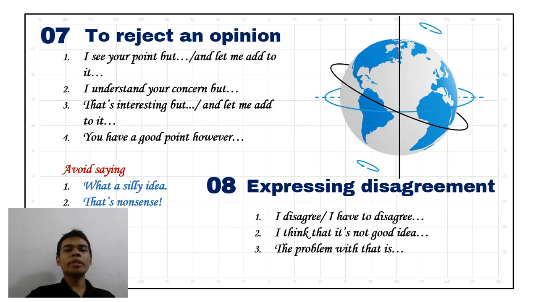Next, how to reject an opinion. Sometimes we feel shy, or we are reluctant to reject an opinion from another participant. But if it is needed for you to reject an opinion from the other participant, what you need to say is: I see your point, but, and then you share your opinion.